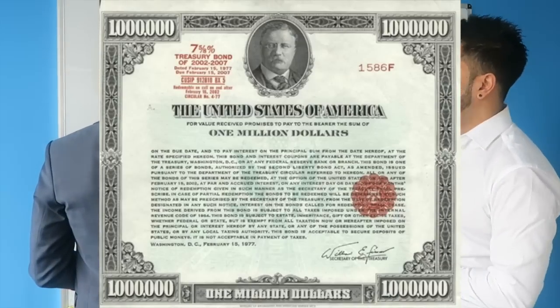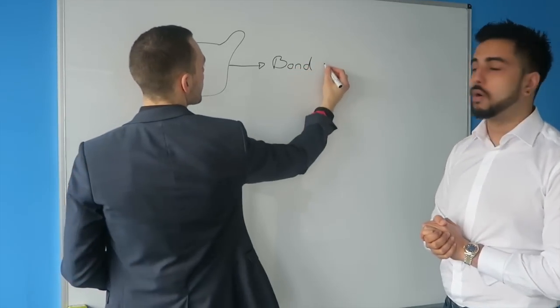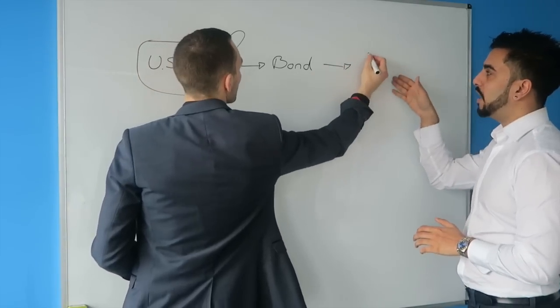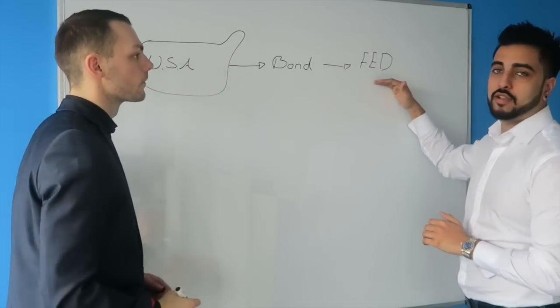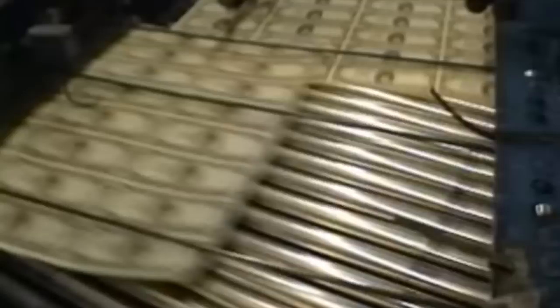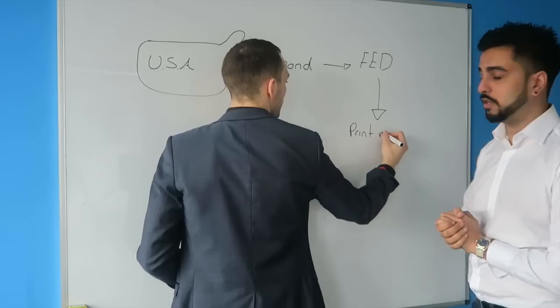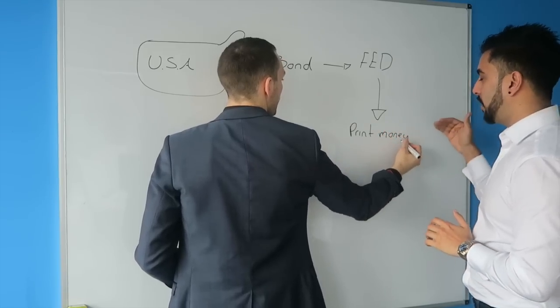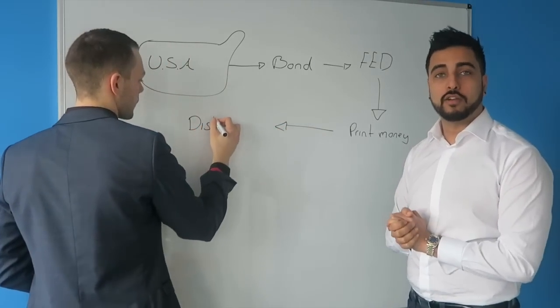So here we have the United States. The United States issues and creates something called a treasury bond. That treasury bond, they actually sell to the Federal Reserve. When the Federal Reserve receives this bond, it decides to go and print money in their factory or however they wish, physically and digitally. Once it has printed this money, of course, it has to send it back to the United States.